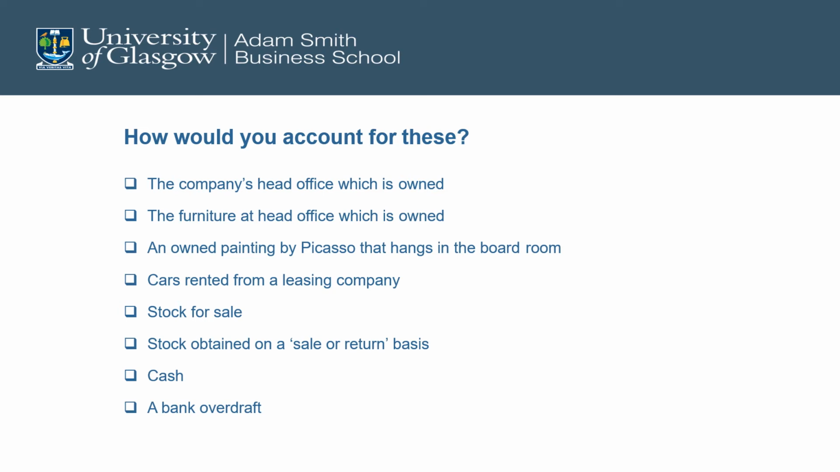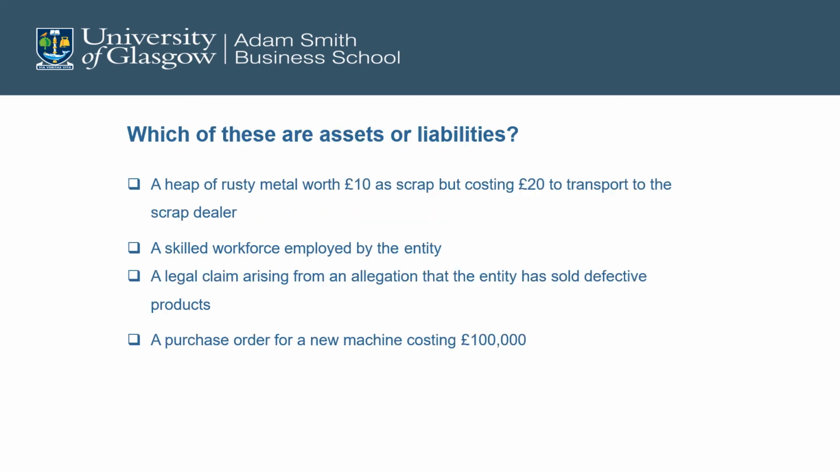Stop the slides, have a think, before you proceed. In this slide, again, the question is how would you account for those things that have a value? For example, there's rusty metal worth £10 as scrap, but costing £20 to transport to the scrap dealer. So how would you recognize it? Would you recognize the value at 10 or recognize the cost of 20?